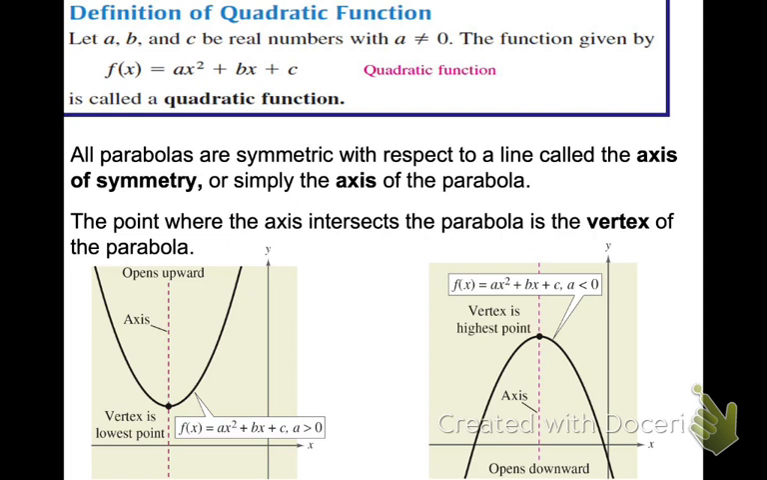Okay, real quick definition of quadratic. You know this. It is ax squared plus bx plus c. You know that's a quadratic? You know it has an axis of symmetry that runs through the vertex. Don't you? Okay. You know that A is positive if it opens up. You know A is negative if it opens down. We know that.